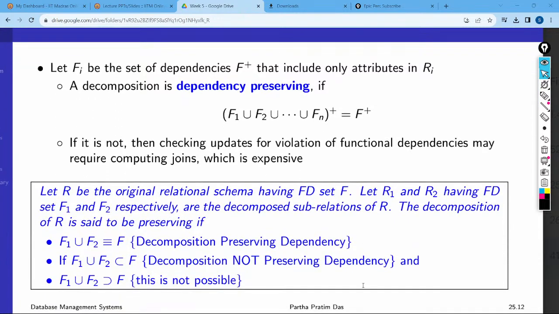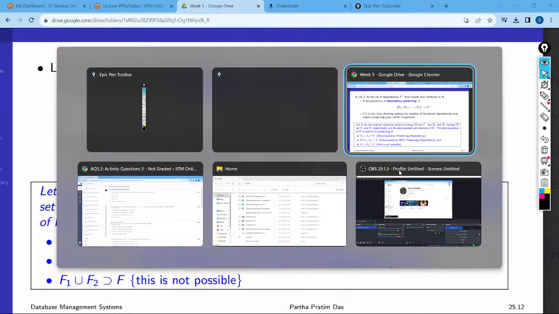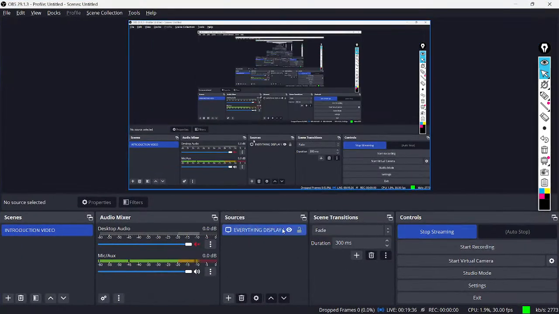Dependency preservation. So before I start dependency preservation, let me take a little break for water.